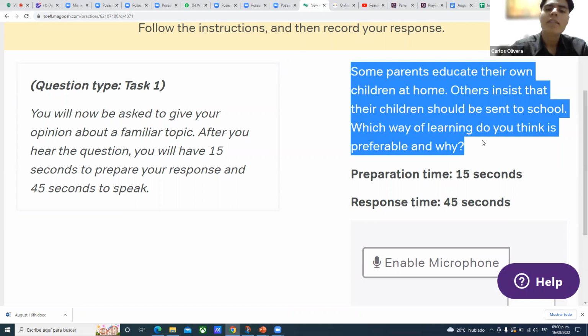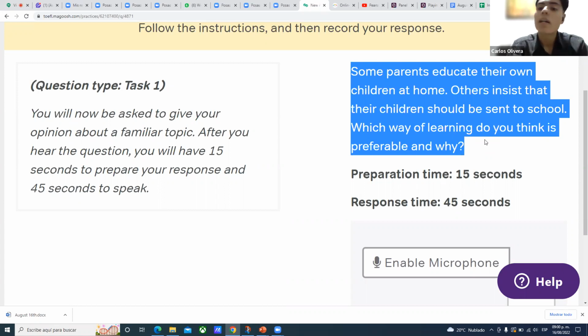As you can see, this is a traditional question in the exam, okay? In this case, it's about the controversy of homeschooling, right? Some people say it's better to have your children studying at home. You are going to be their professor. You are the one teaching them. And other people prefer to send their children to normal schools, in-person schools, with more students, with more people of their own age.